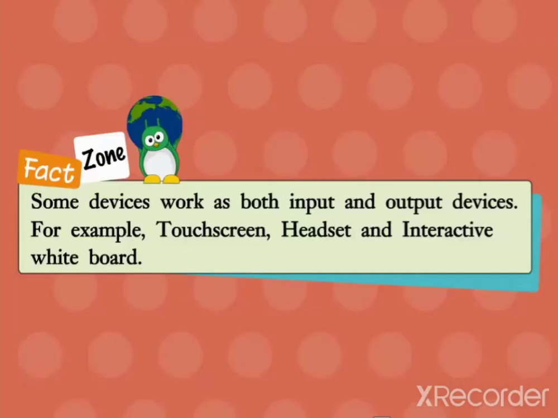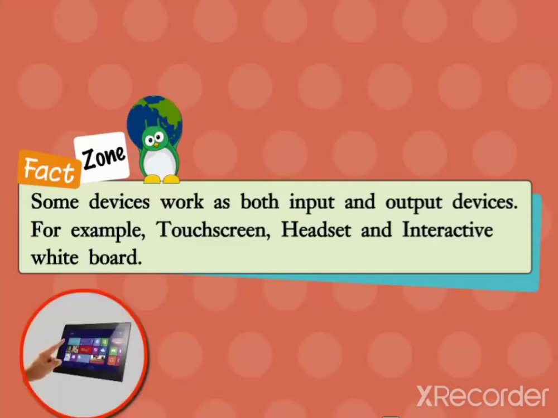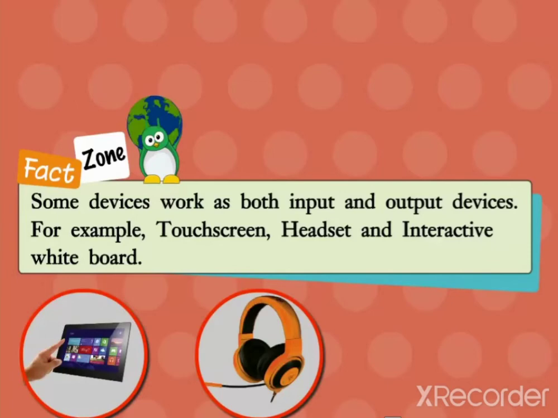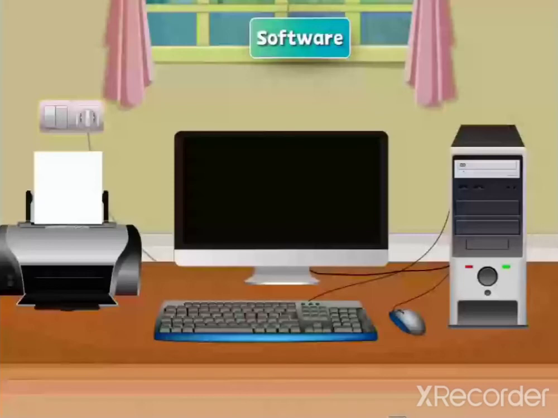Fact zone. Some devices work as both input and output devices. For example, touch screen, headset, and interactive whiteboard. Hardware and software are incomplete without each other. So, let us now learn about software.